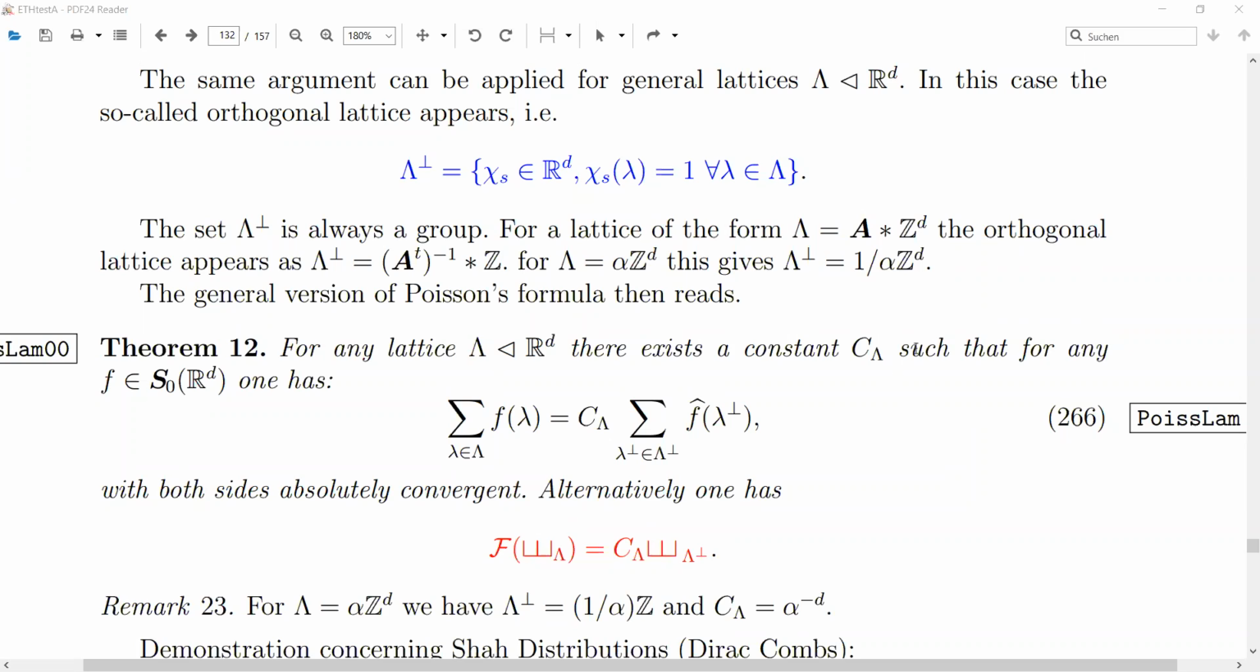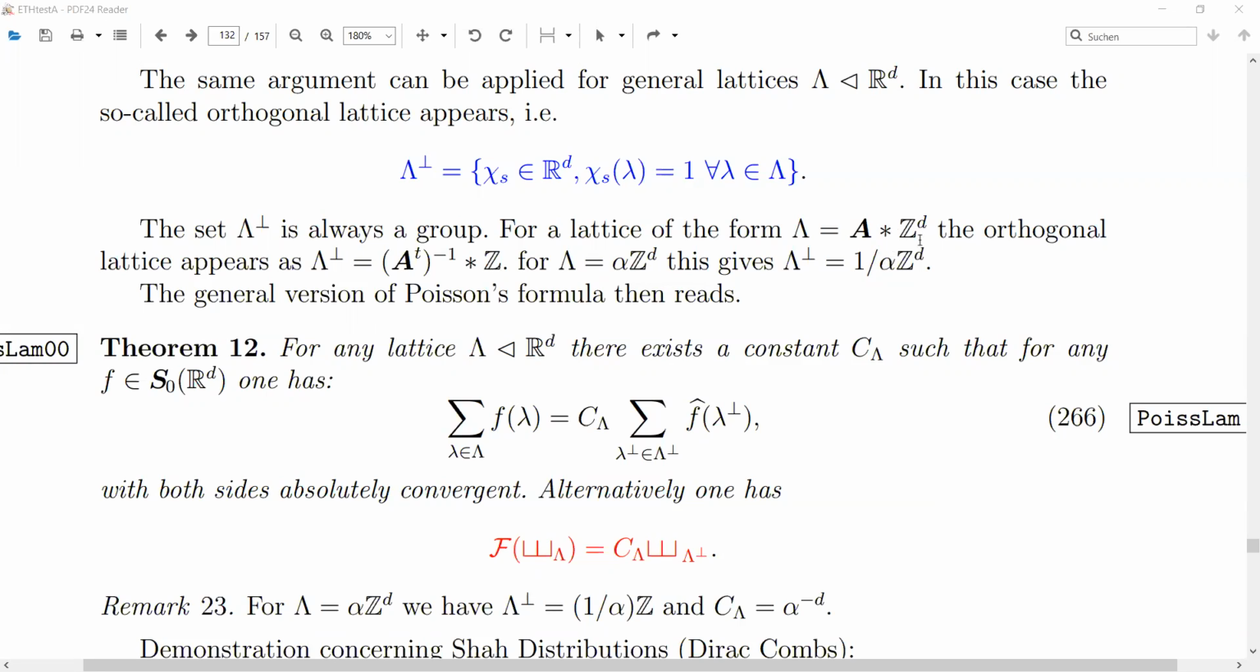Recall that a lattice is a discrete subgroup of the additive group of R^d. So you have vectors and you can add these vectors. And one can easily show that they are of the form: take the standard integer lattice of integer pairs and apply some non-singular matrix, some d by d matrix, and you get the general lattice.